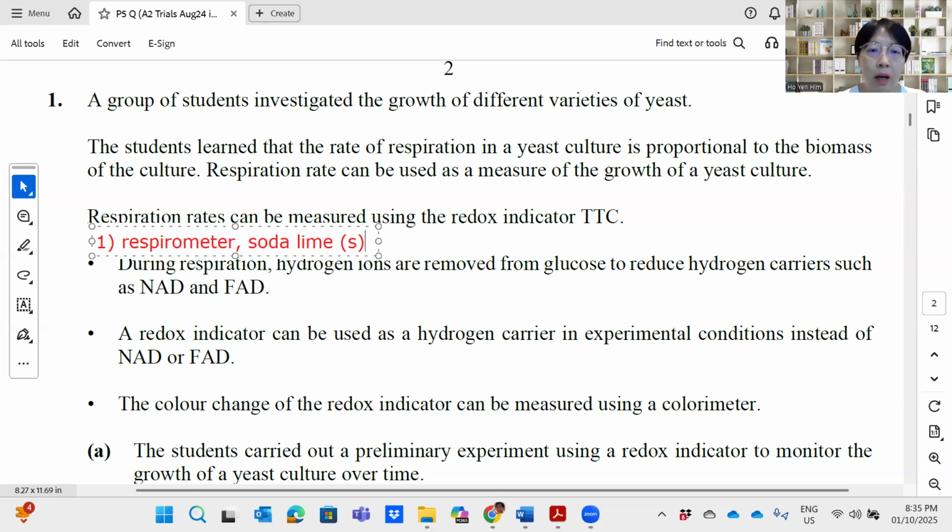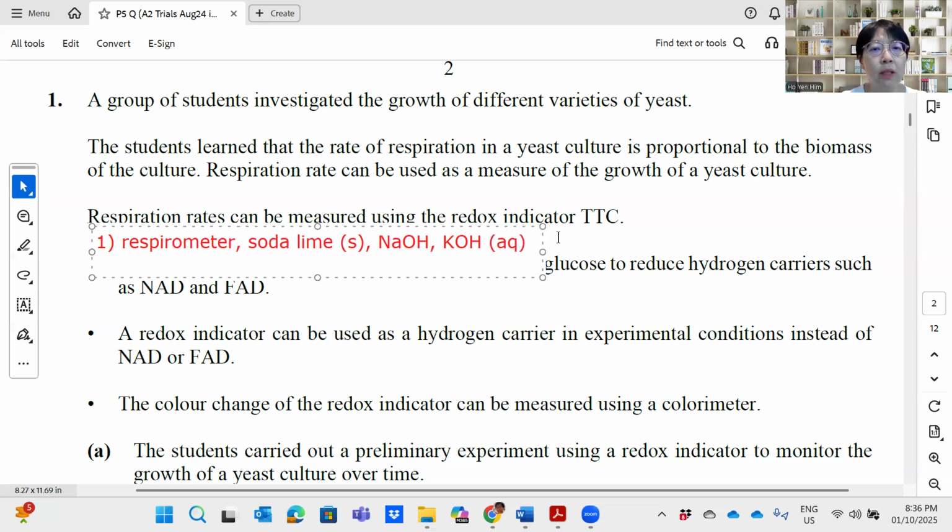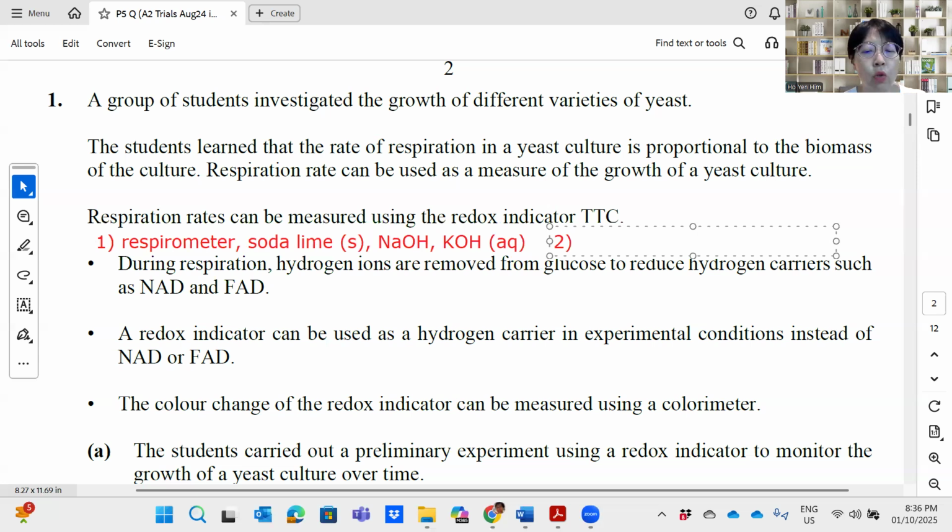So when the question asks you for a solution, you cannot write soda lime. You must write KOH or NaOH. This one is aqueous, so solution form. So this is the difference you need to know. So, using a respirometer. And a second way to measure respiration is, of course, to use a redox indicator.